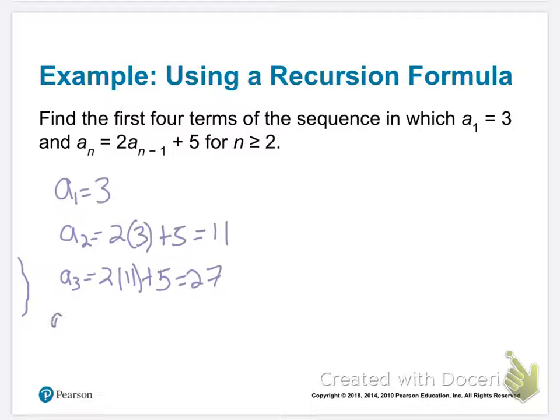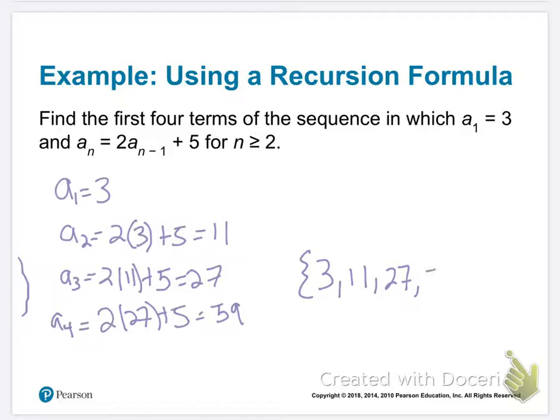A sub 4 is 2 times 27 plus 5. Let me grab out my calculator. Just to be safe, 27 times 2, 54 plus 5 is 59. So my first 4 terms are 3, 11, 27, and 59. And again, you used this number here from the last one. Okay, so that's what makes it recursive.